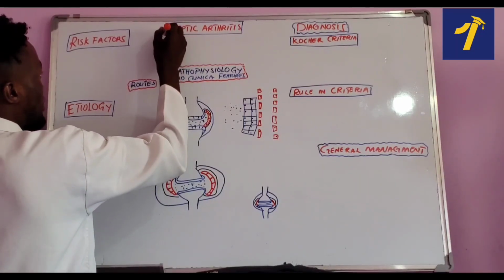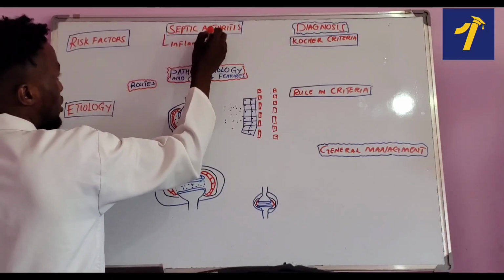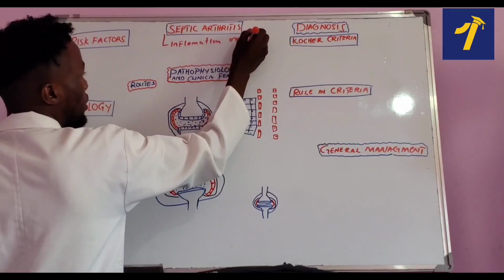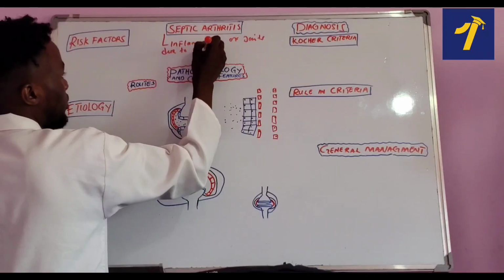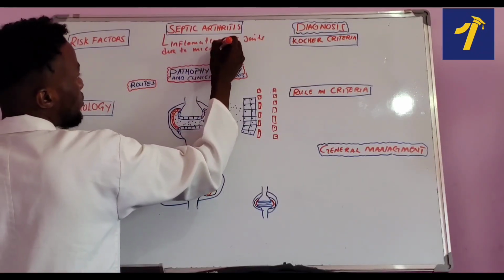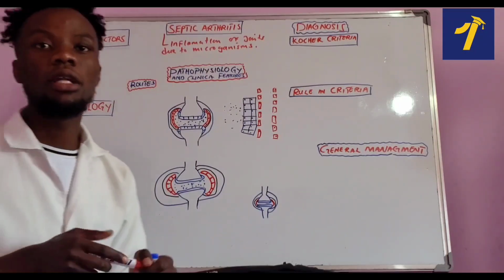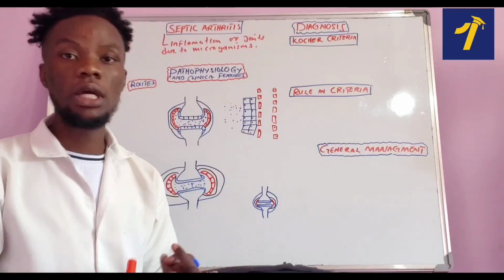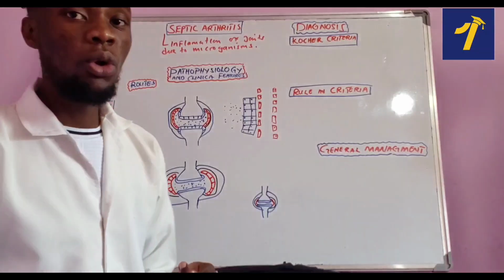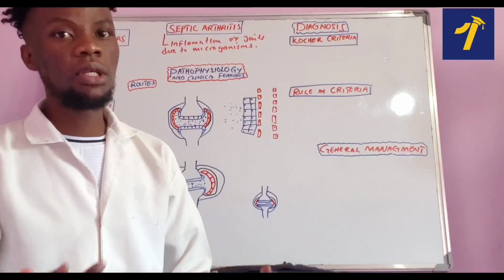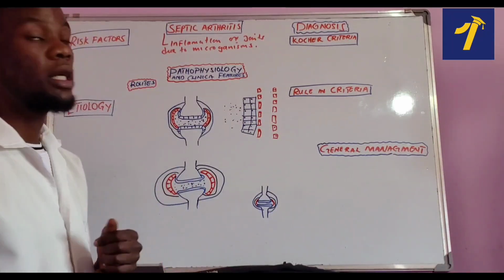So what is septic arthritis? It's basically just the inflammation of joints due to microorganisms. These microorganisms can be a lot. They can be bacterial in origin, which is the most common cause, as well as fungal, parasitic, and maybe viral. If you see something like that, basically that would be under septic arthritis.